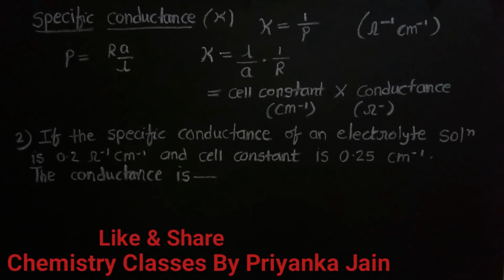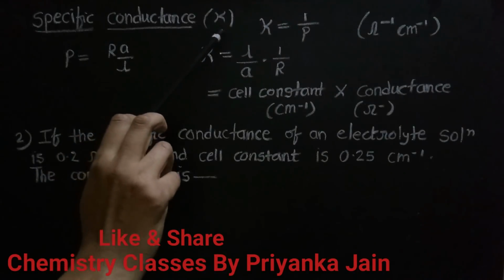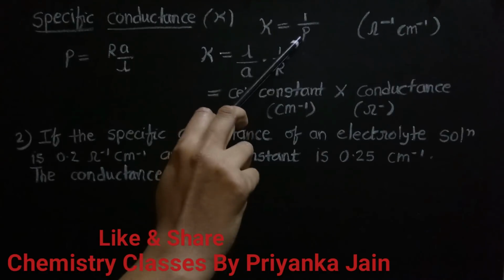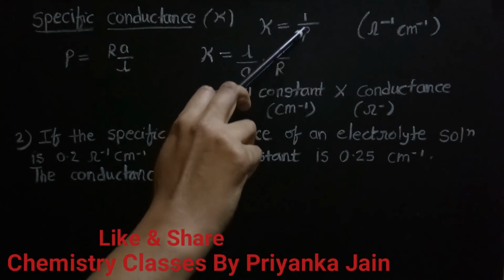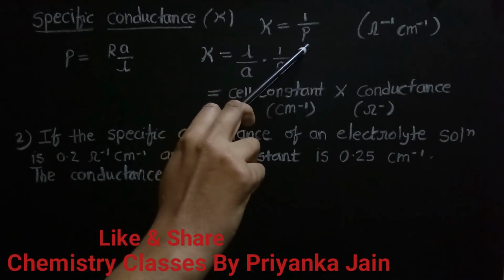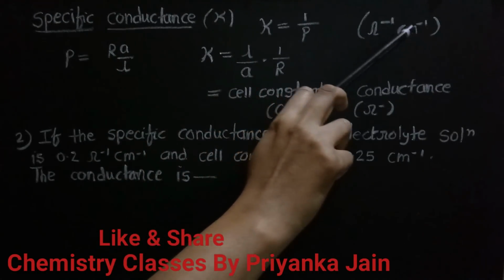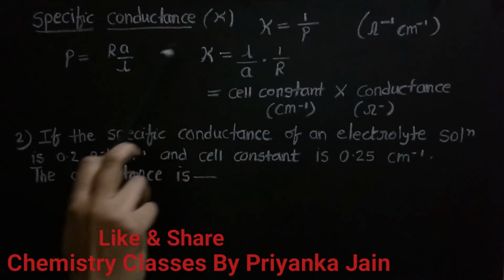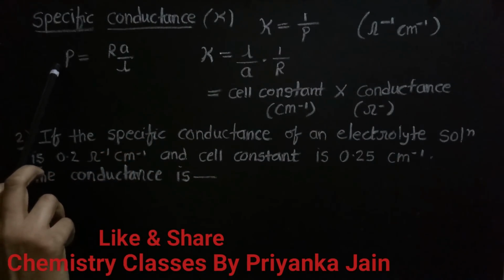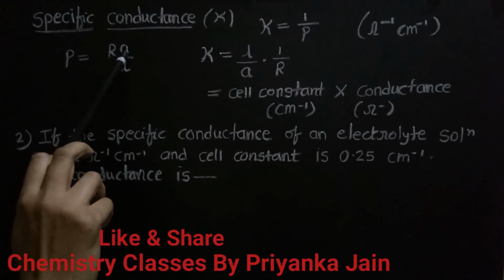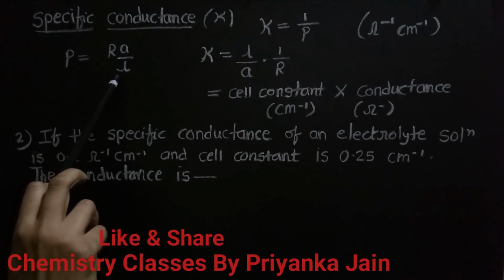Then the next important term is the specific conductance, shown by kappa. Specific conductance is given by the reciprocal of the specific resistance, that means 1 upon rho. Its unit is ohm inverse centimeter inverse. We know that the specific resistance is given by R times A upon L. Here A is the area and L is the length.